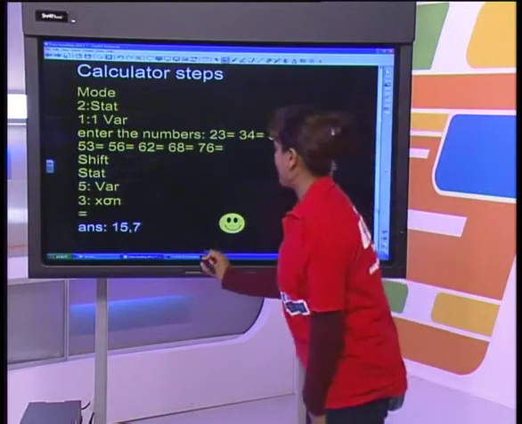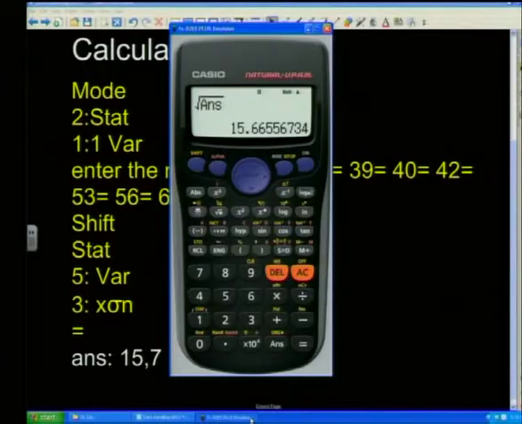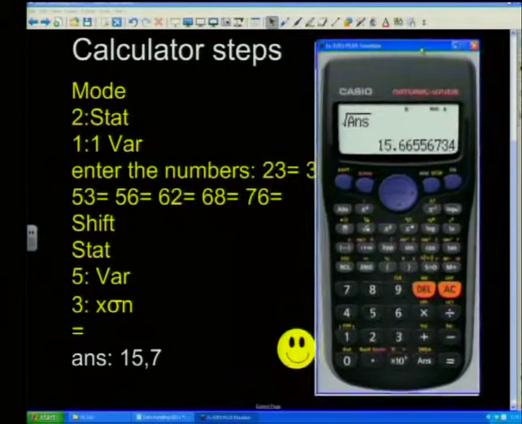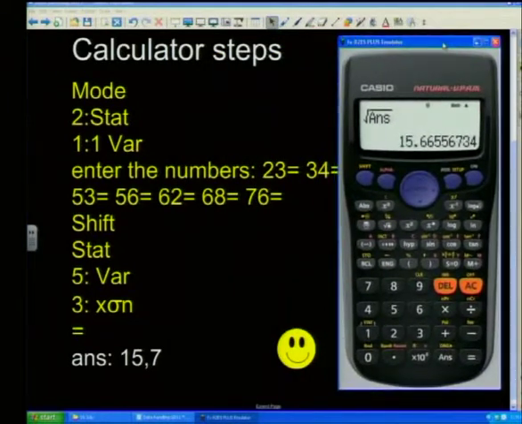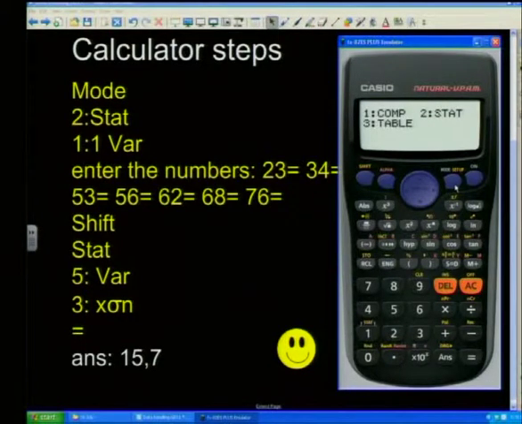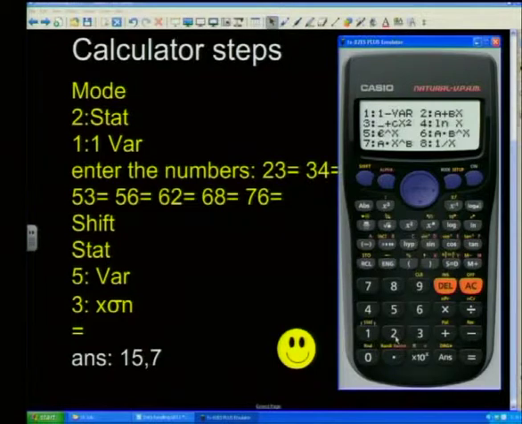Okay, so I'm going to call up my calculator again, and you can follow on your screen. I'm going to show you step by step what you need to do. First thing, clear everything that we have. We want to have this calculator in statistical mode. So we hit the mode button, and you can see it comes up with 1 comp, 2 stat, 3 table. We want stat, so we hit 2.